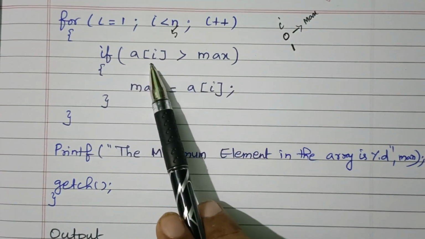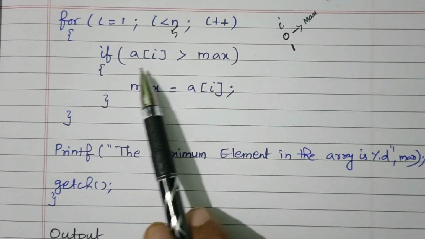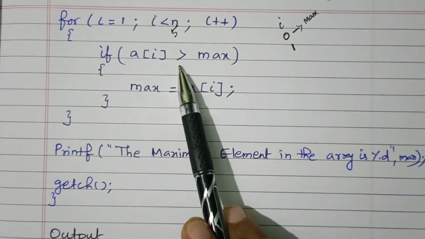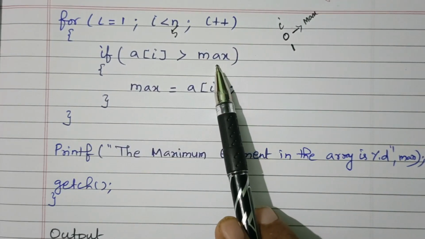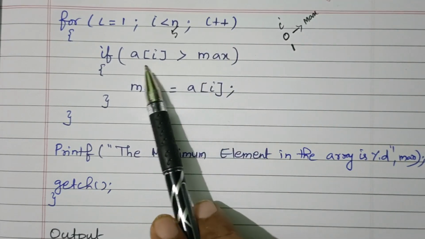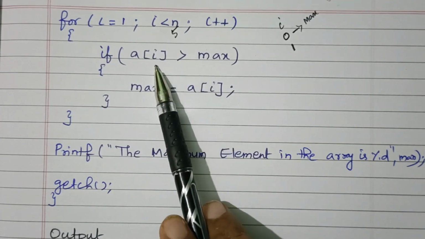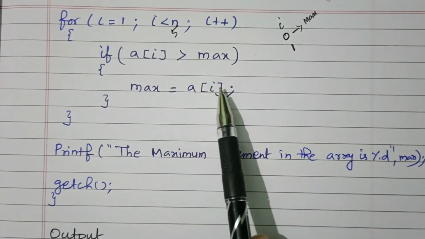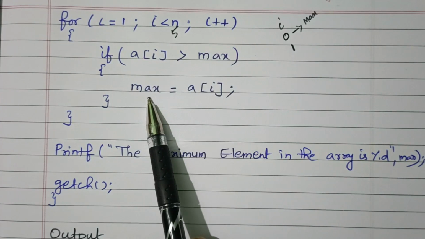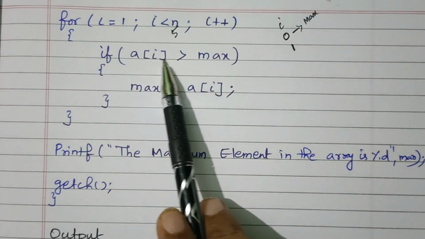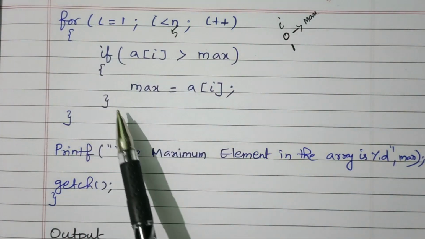Now a of i, with i equal to 1, means the second number. If a of i is greater than max, that is the first number already stored in max, suppose the second number is greater than this max, then we need to store this second number as the maximum. Suppose the second number is not the maximum, it will go to the next step.